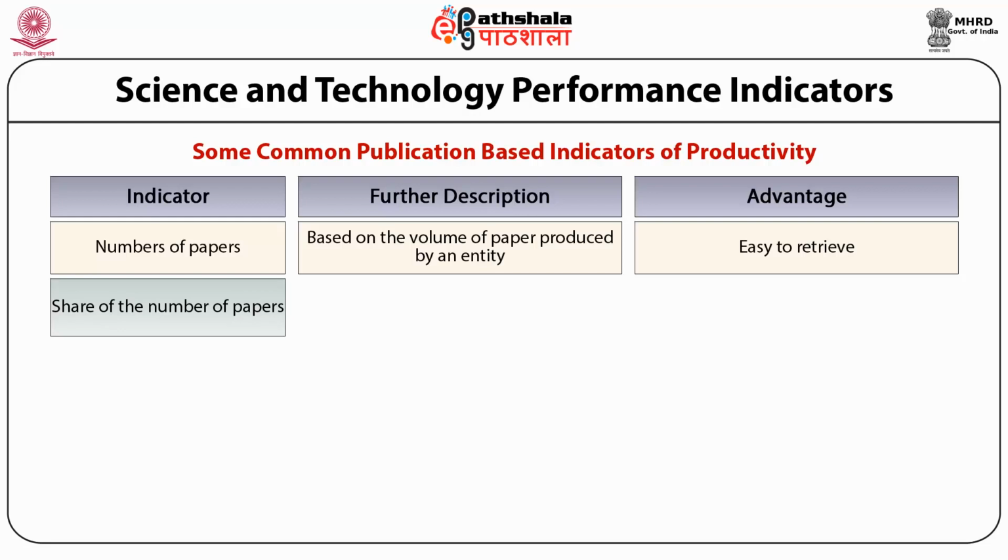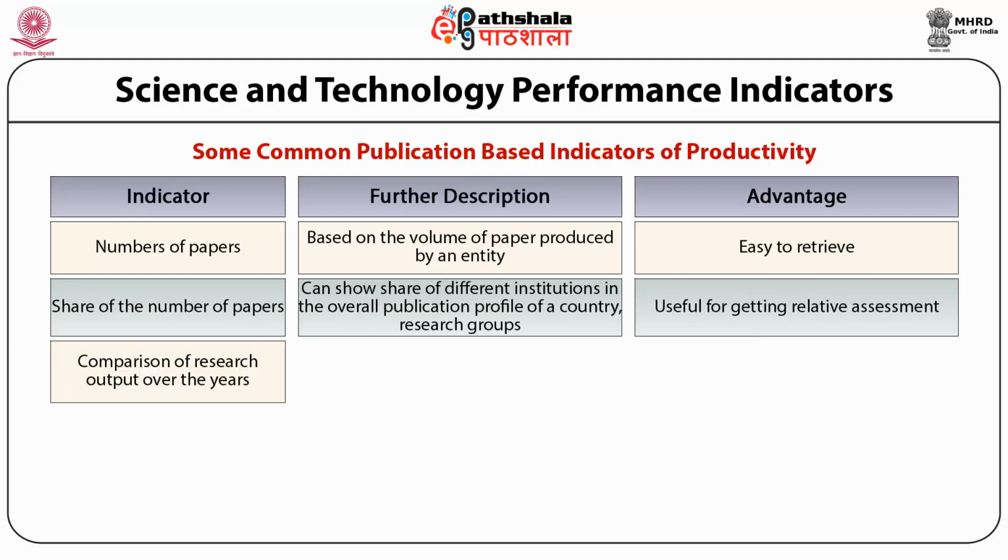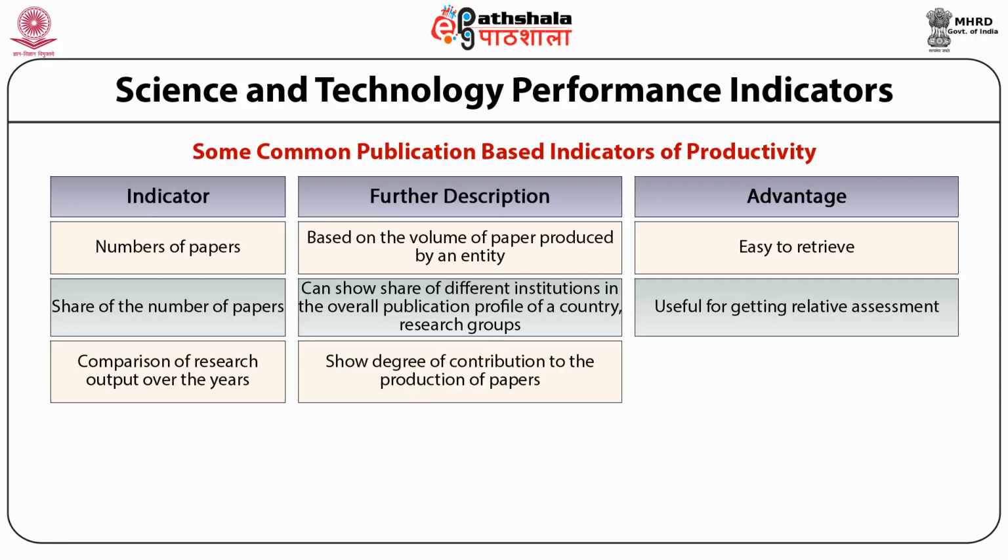Share of the number of papers can show the share of different institutions in the overall publication profile of a country or research group. Useful for getting relative assessment, however, it does not inform about impact. Comparison of research output over the years shows the degree of contribution to the production of papers. It helps to capture the evolution of research output in different years, however, it does not inform about impact.